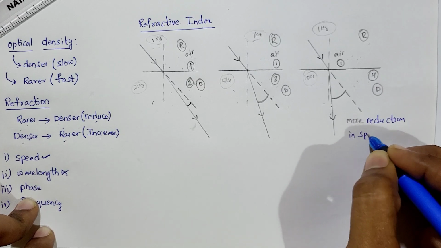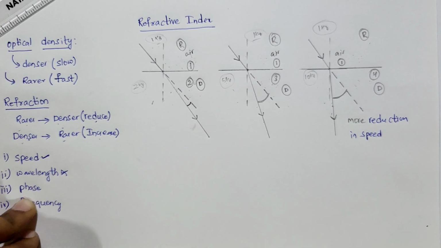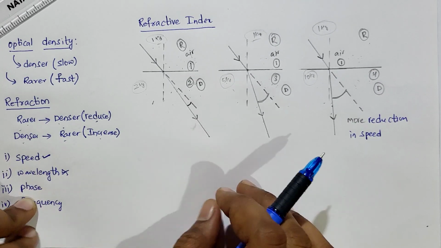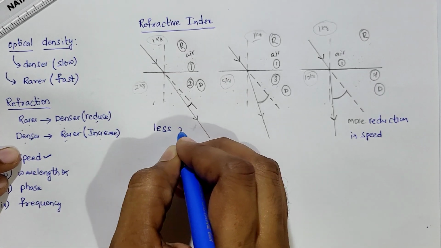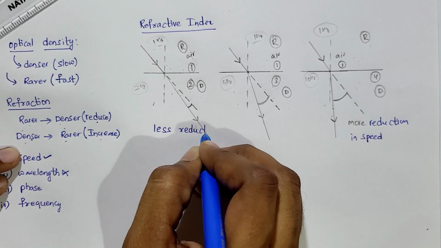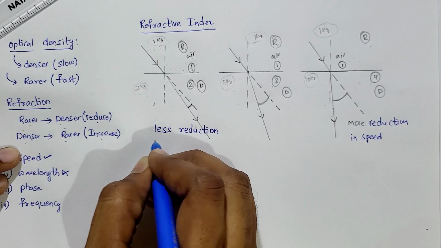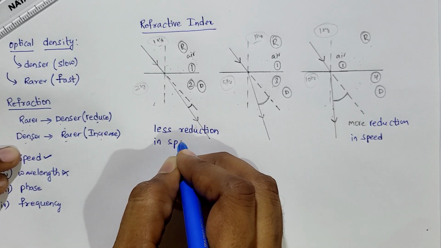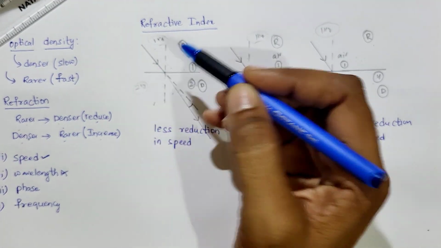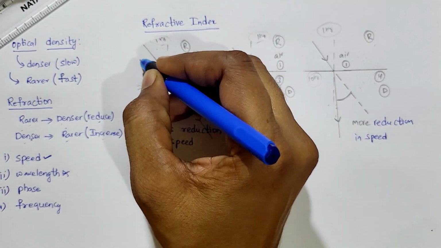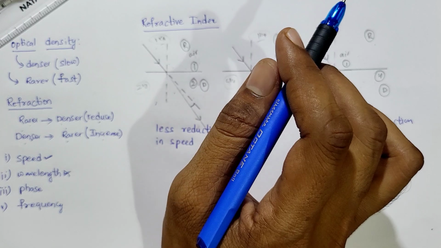More reduction in speed. And here, how much refraction happened? Very less refraction happened. So there will be less reduction in speed. Imagine that the speed of light in the first medium is, imagine some value, this also I am taking as an example.